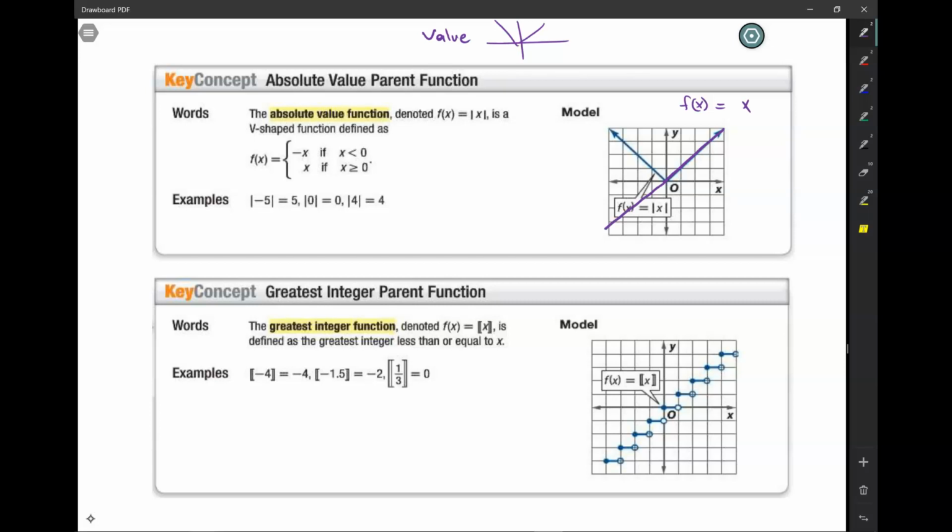Now, if I put absolute value bars around it, what does that do? Y can't be negative, so it takes every negative y value and flips it up so that this entire thing just gets reflected upwards, and now that's what it looks like.